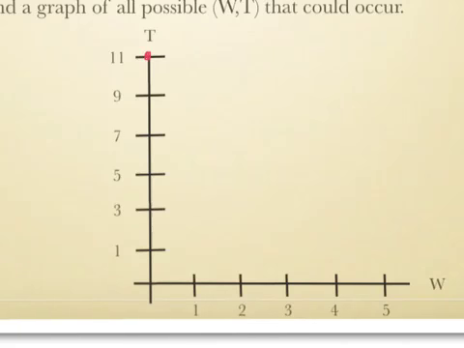Okay, so 0 and 11 would go there. 1 and 9, 2 and 7, 3 and 5, 4 and 3, 5 and 1. Do you see that it's linear? Does it make sense that it's linear? Okay. Do I connect these dots?